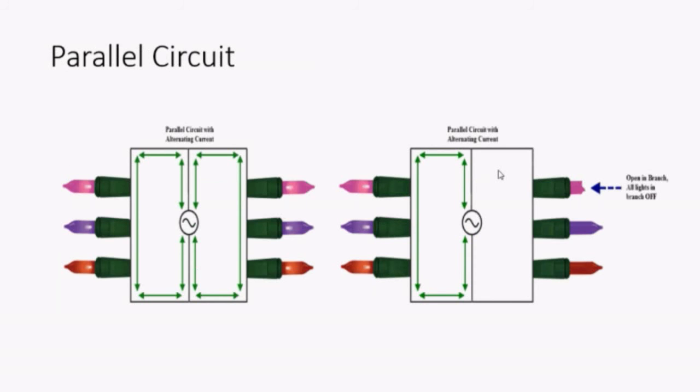Fortunately, new light strands are wired in parallel. Therefore, if one of the lights go out, then only that branch of the circuit will be out. The open will be isolated to that branch, and circuit will continue to the other lights in the strands.